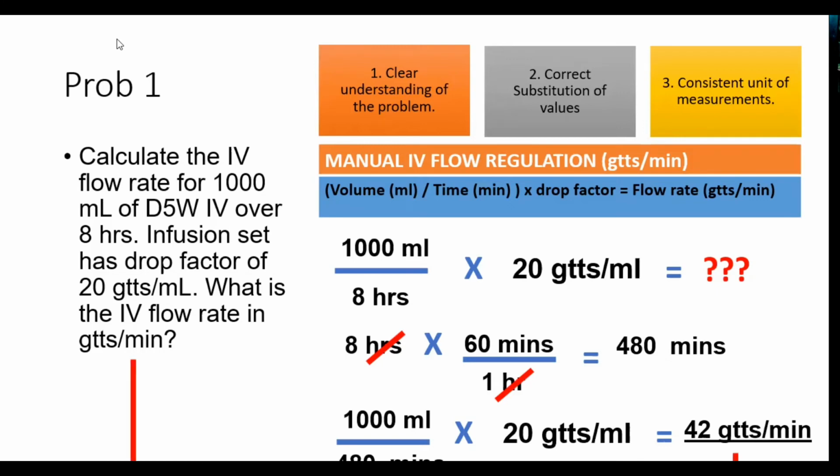Now, reflecting our answer to our word problem, we are asked to calculate for the flow rate in drops per minute. And our answer, having observed the correct unit of measurement analysis, is consistent with what is being asked. That makes our drug calculation answer 100% sure.